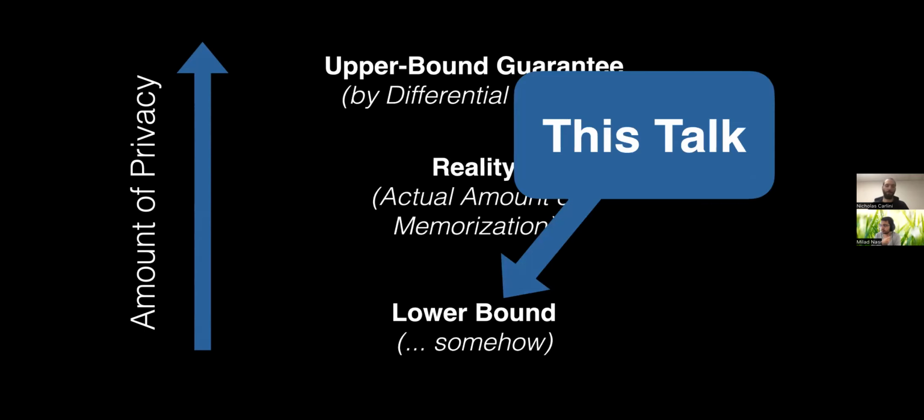And in this talk, I'm going to show you how to do a lower bound, where we can say there's more memorization than this. And the hope is that we'll be able to have a fairly tight lower bound that constrains reality. Reality is somewhere very close in between the upper bound by DP and the lower bound from what we're going to cover in this talk. Okay.